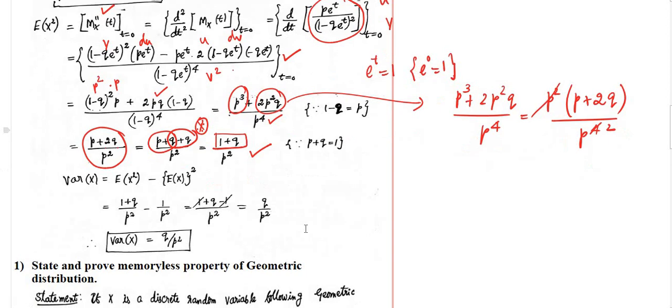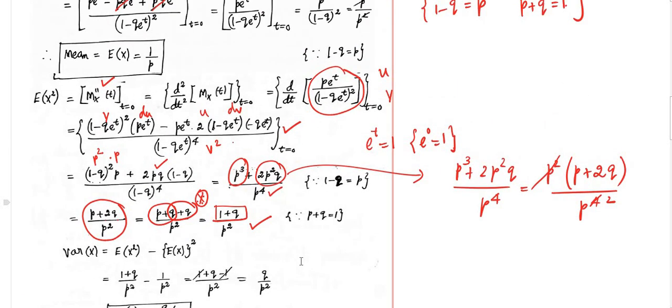What is the formula for variance of x? E of x square minus E of x whole square. That is 1 plus q divided by p square minus 1 by p square. When you take the LCM, you will get q divided by p square, which is the variance of geometric distribution.